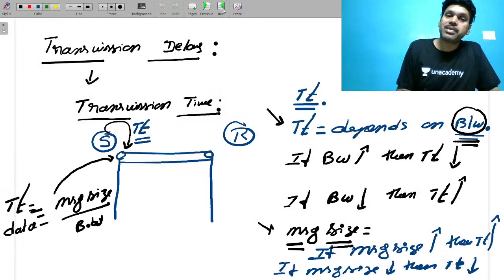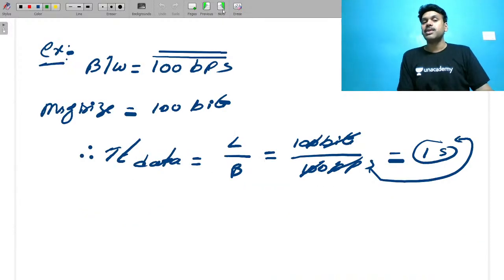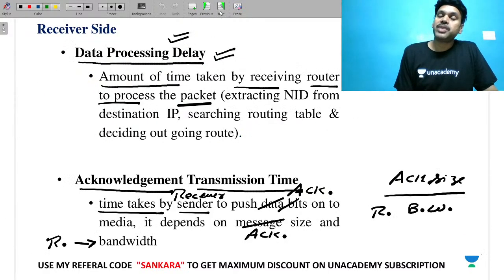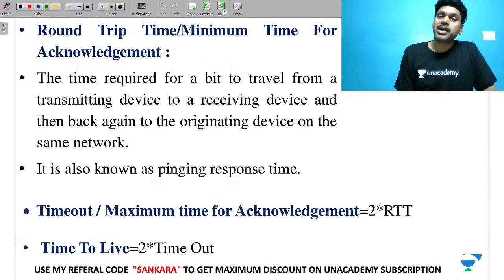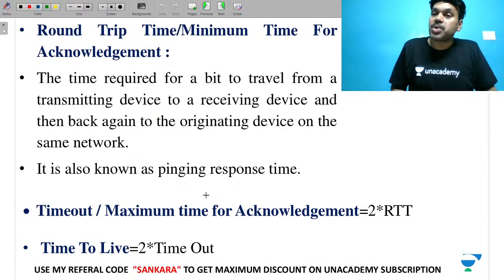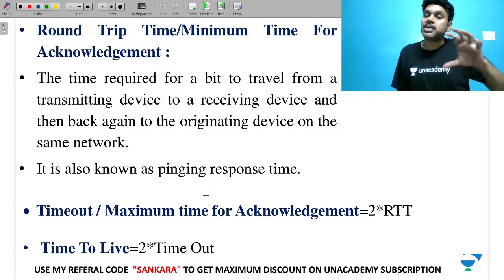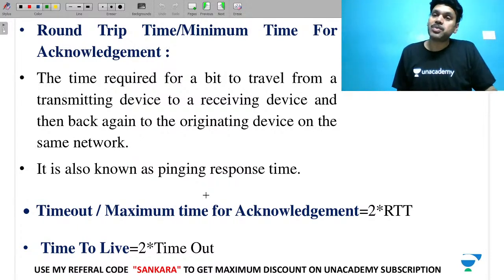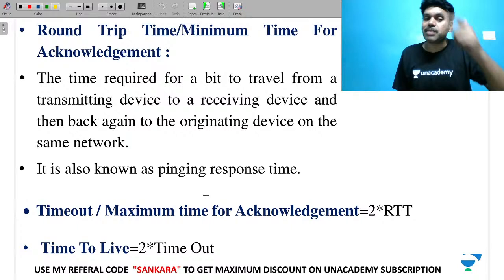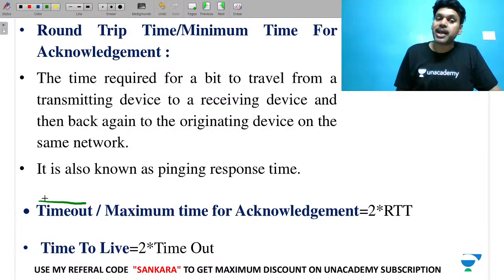Well, my dear friends, we have discussed almost all delays. Some other parameters also we need to discuss. What are they? Round trip time. Round trip time is nothing but the minimum time it takes to get the acknowledgement. That is the meaning of minimum time, or round trip time, which may be maximum time also. That maximum time is called what? Timeout time. Observe, my dear friends.